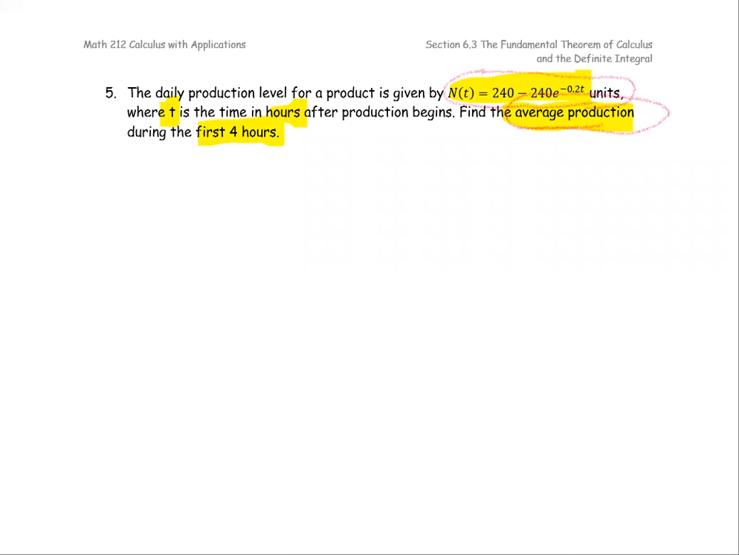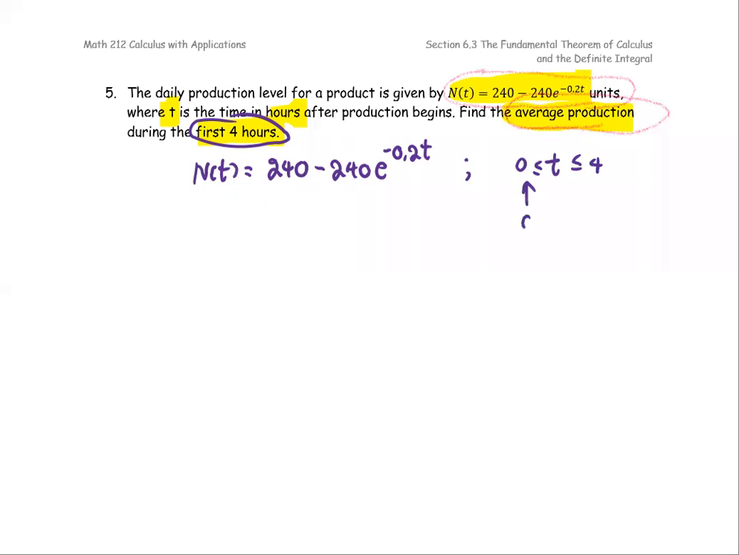So we're going to make a list. N(T) is the daily production level, 240 minus 240 times e to the negative 0.2 times T. For the first 4 hours, T is between 0 and 4. The lower limit is 0, the upper limit is 4. The key term: find the average production level.